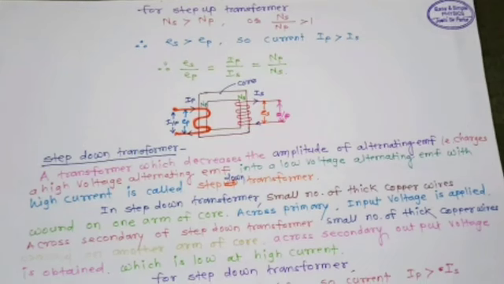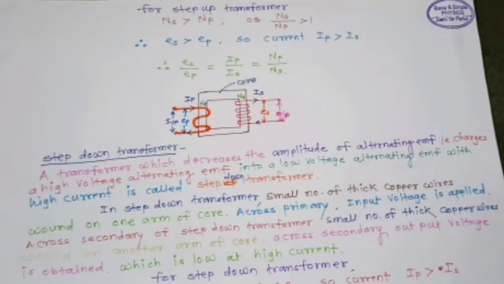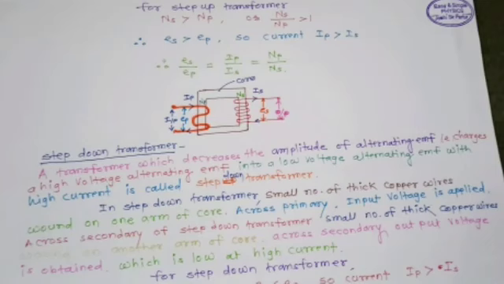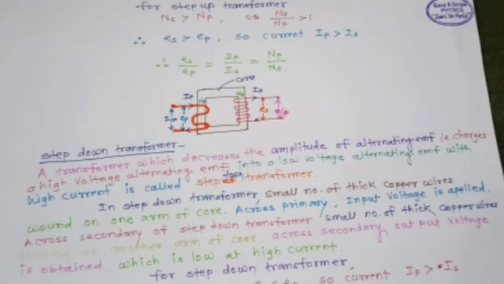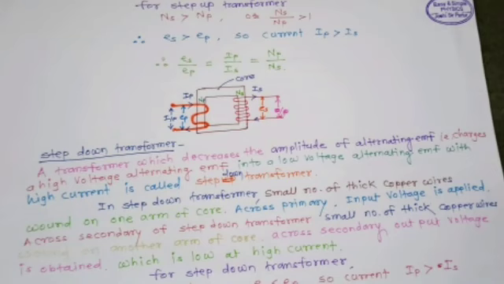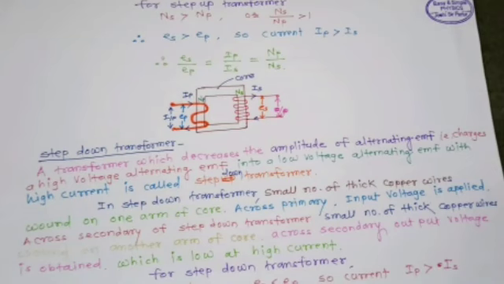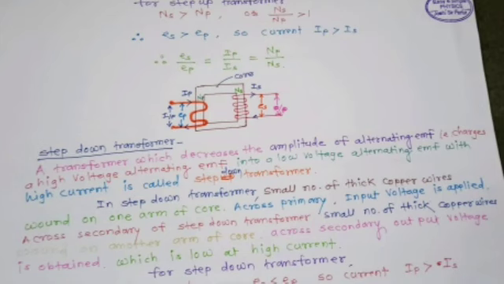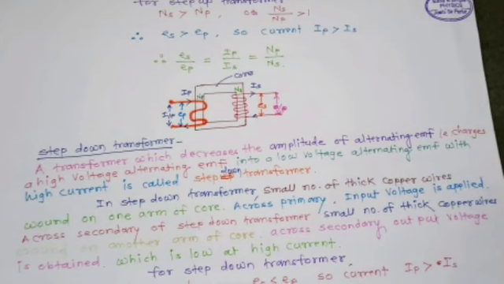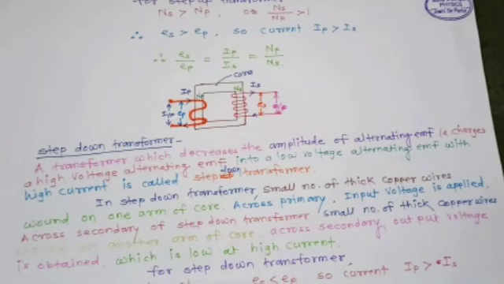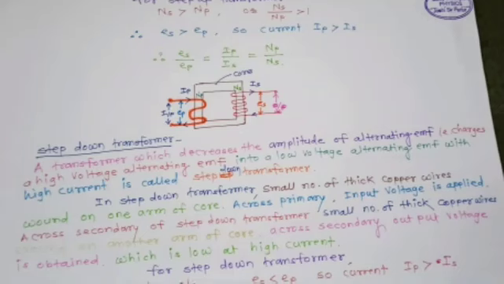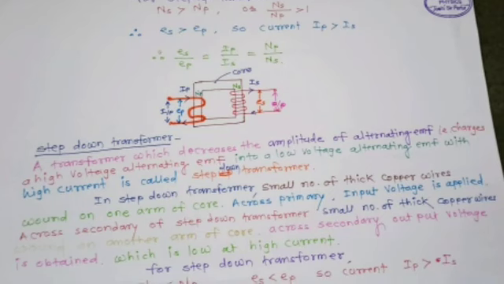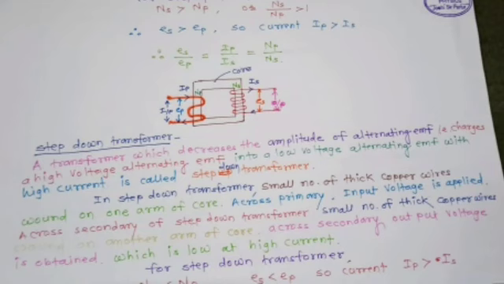For step up transformer, NS is greater than NP. So NS upon NP is greater than 1. This means EMF across secondary is greater than EMF across primary, so current IP is greater than IS. Therefore, ES upon EP equal to IP upon IS equal to NP upon NS. This is the relation for step up transformer.